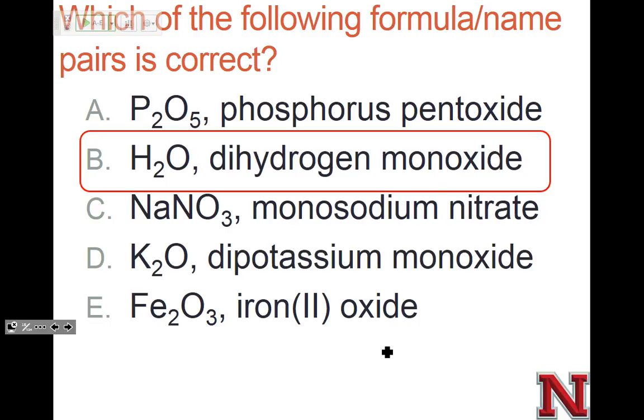I don't think there's anything wrong with dipotassium monoxide. That one should be red as well. Oh, that's so silly. That's an ionic bond. We don't name those that way. It's potassium. So even though that might be K2O, we wouldn't put the di because this is an ionic bond.